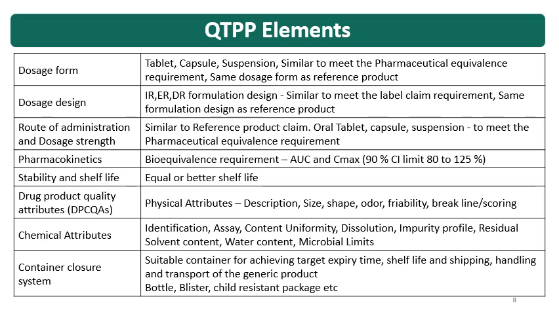So if you see these drug product DPCQAs, you will understand that these are part of the finished product specification. So finished product specification is a QTPP element, isn't it? Yes, because it is required to have the pharmaceutical equivalence with the innovator product. Container closure: a suitable container for achieving the target expiry time, shelf life, and shipping, handling and transport of the generic product. So the product may have a container closure system like bottles, child resistant package, or may be packed into blister or strips.